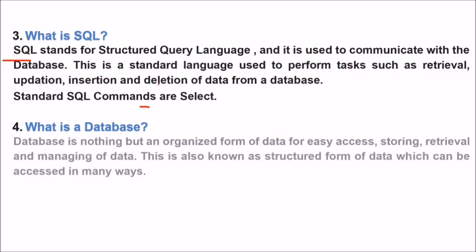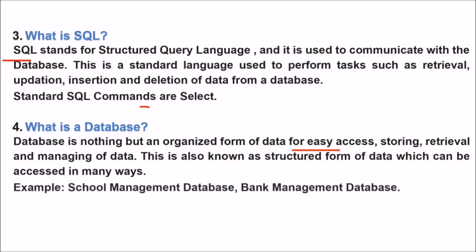What is a database now? A database is nothing but an organized form of data for easy access. If you are able to organize the data in such a way that you are able to access, store, retrieve, and manage the data easily, this is the database. So this is also known as the structured form of data, which can be accessed in many ways, like a school management database, bank management database.